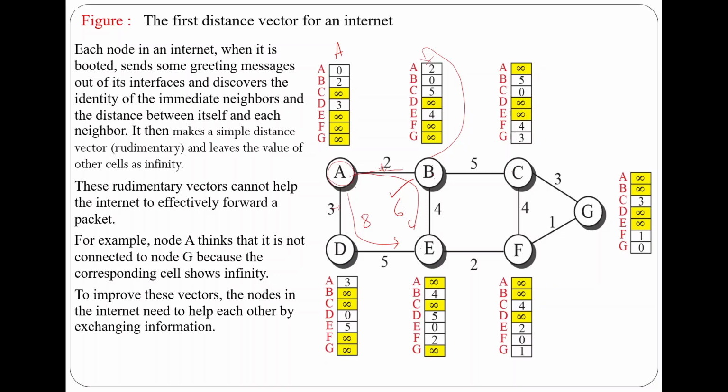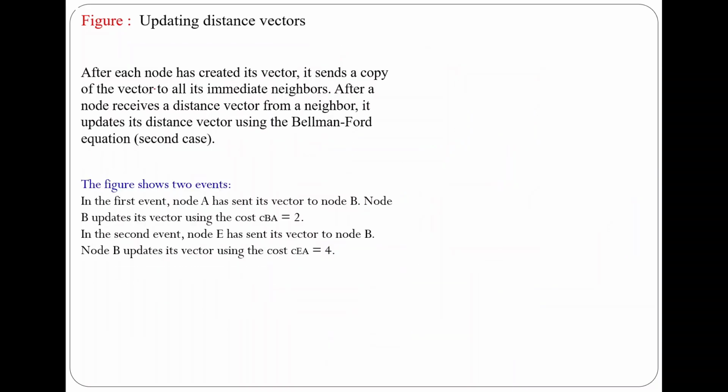So in the next hop, even though for A, C is not immediate neighbor, for B, C is immediate neighbor, and A and B are immediate neighbors. That is why you can see the infinity value will be replaced with a new value, that we call updating the table. So you can see after each node has created its vector, it sends a copy of all the vectors to all its immediate neighbors. After a node receives a distance vector from a neighbor, it updates its distance vector using the Bellman-Ford equation.